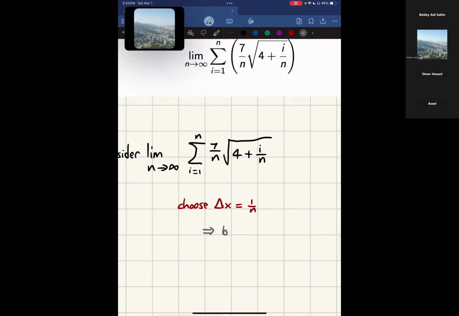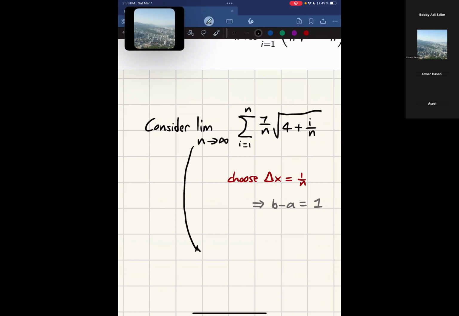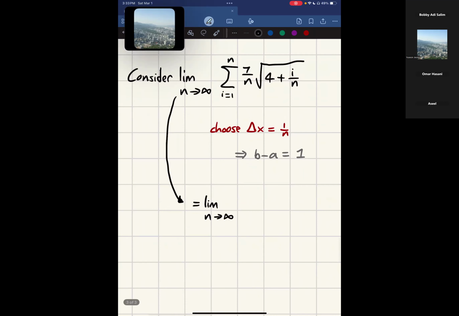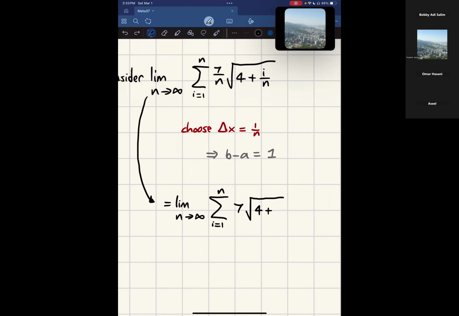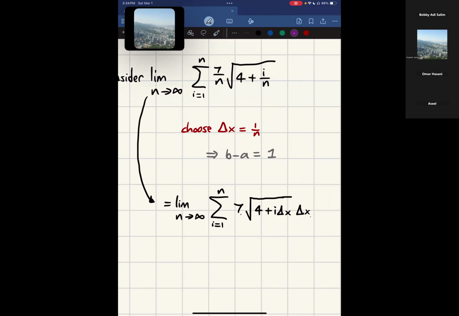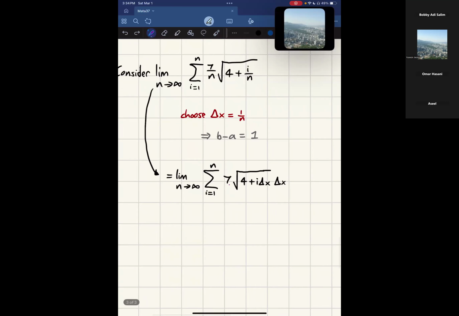Exactly. So b minus a is equal to whatever the numerator of our delta x is. In this case, that's going to be 1. So now if we rewrite this with our newly gained information, this is going to equal the limit as n approaches infinity, sum from i equals 1 to n of 7 times the root of 4 plus i delta x, times delta x. Now I split up that 7 times the delta x. I brought the delta x here just so it's a bit more like what we're used to looking at. So this is what we have now.